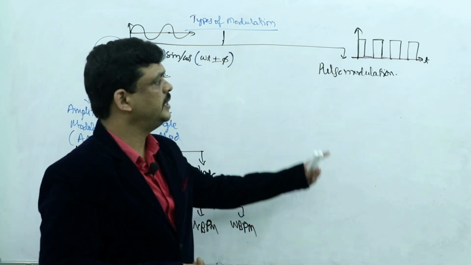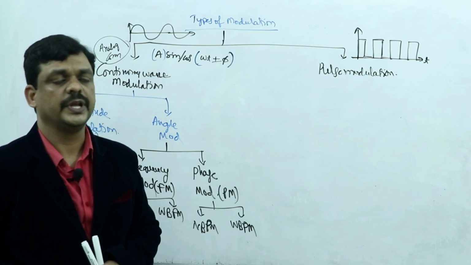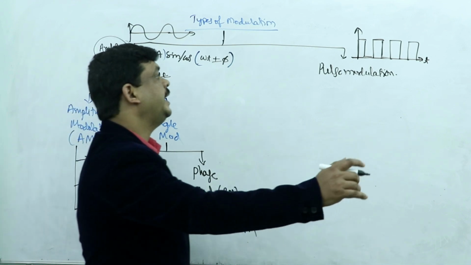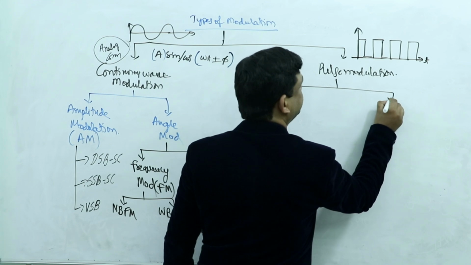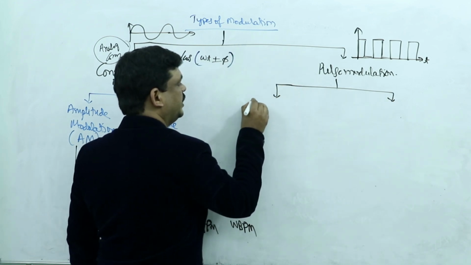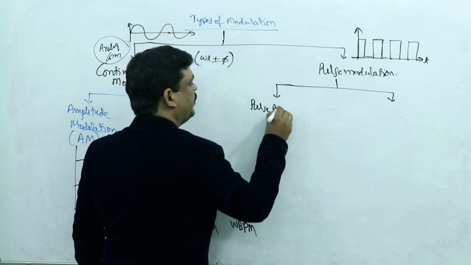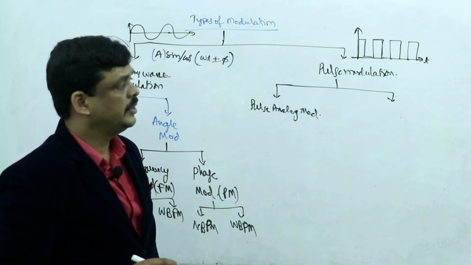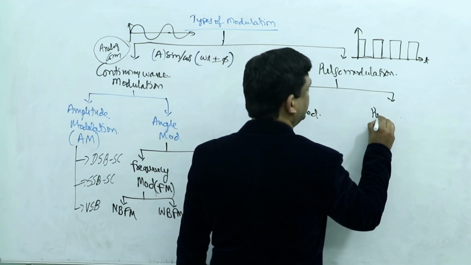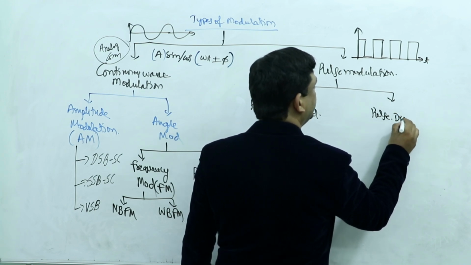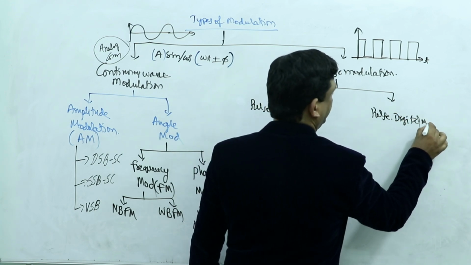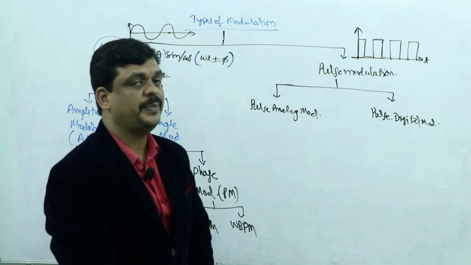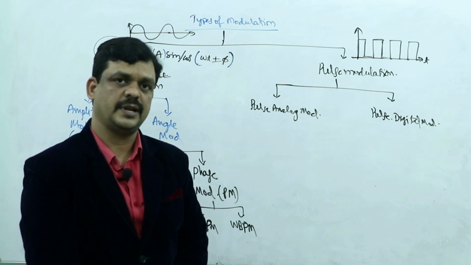And another modulation technique is pulse modulation. That depends on the carrier signal. If the carrier signal is a pulse signal, then the modulation process is called pulse modulation. If you take this pulse signal as analog, then the modulation process is called pulse analog modulation. And if you consider the pulse signal as a digital signal, in terms of zeros and ones, then the modulation technique is pulse digital modulation. Pulse analog modulation and pulse digital modulation, that also depends on the carrier signal, right?